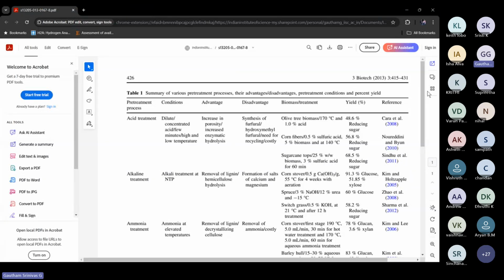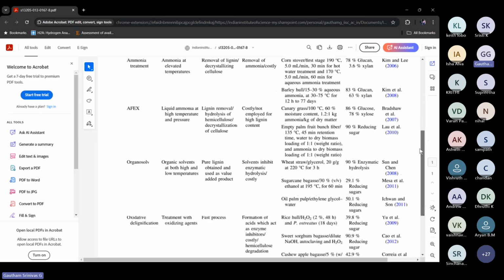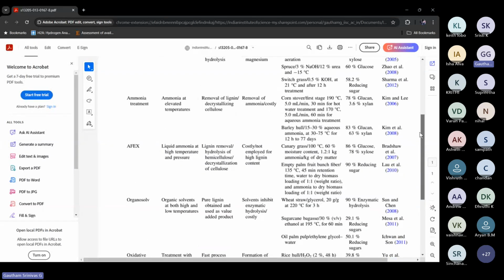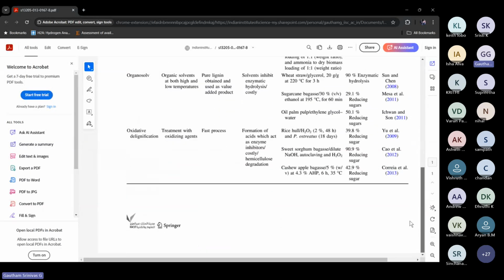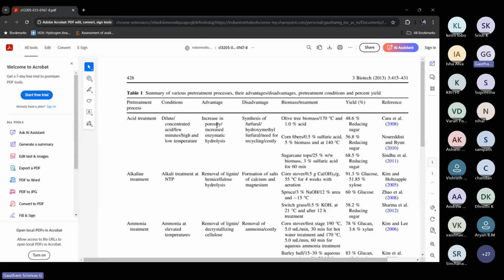So the different types of treatment. The pre-treatment processes. So you have acid treatment, alkaline treatment, ammonia treatment. All of these are different types of pre-treatment. And then you have organosolvent, organic solvent, and oxidative delignification and all. So for acid treatment, the advantages and disadvantages are given here. So, increase in porosity. Why does this happen? Because it kind of dents the material because the acid is very strong.